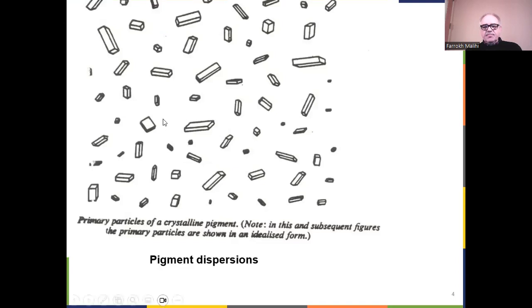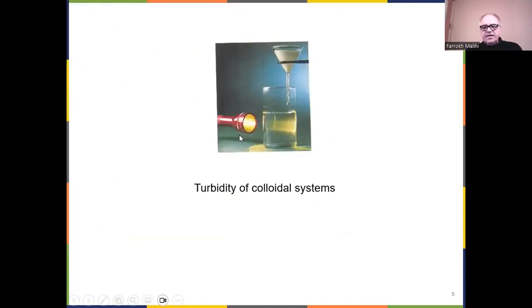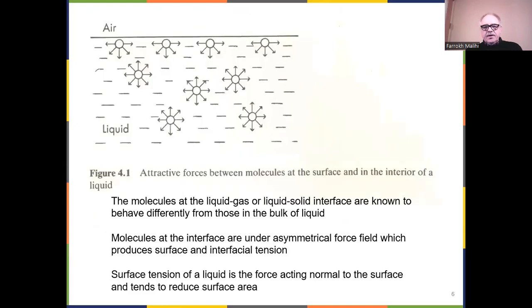Here's a magnified example of a colloidal dispersion of a pigment, and you see particles of various sizes and shapes that are dispersed in an aqueous or a non-aqueous medium. We're able to detect these colloidal particles using the Tyndall effect and basically monitoring the turbidity to determine their concentration.